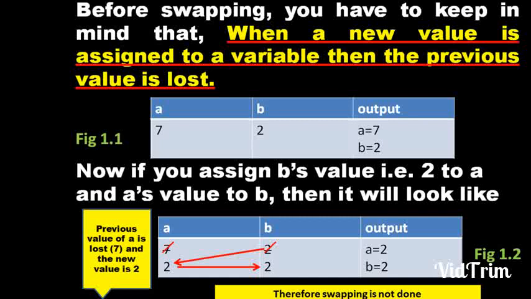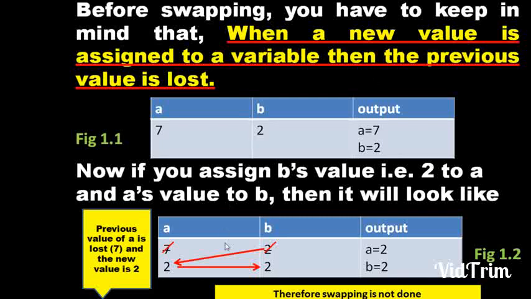Now, if I assign B's value to A and A's value to B for interchanging, then what would be the picture? You can see figure 1.2, the table that is shown here is having three columns A, B and output. In column A, I had 7 and in B I had 2. Now if I exchange the values, and for that if I have written A is equal to B, that means B's value will come in A. So when 2 comes here, 7 goes off. I have struck out 7.